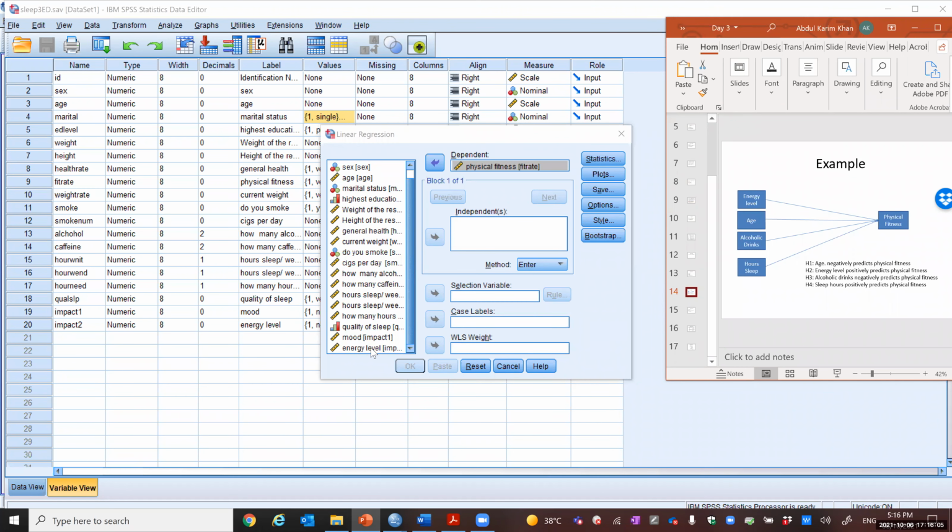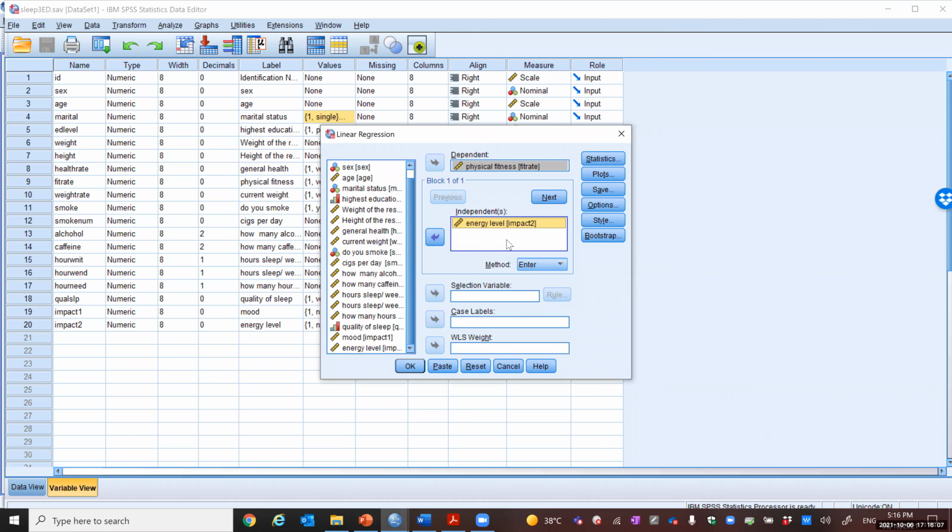Energy level. Yeah, this is the energy level, independent. And the second one was age. This is age. The third one was alcoholic drink. How many alcoholic drinks you drink per day? And the fourth one was hours of sleep on weeknights. So this is hours WNIT, okay, weeknights.